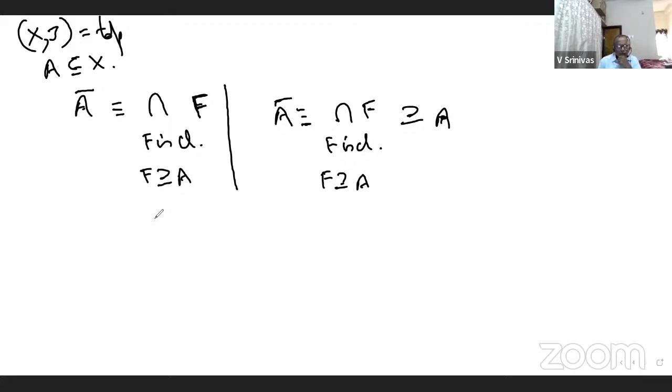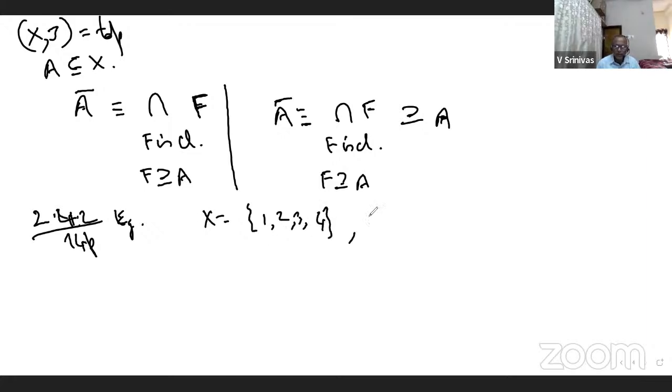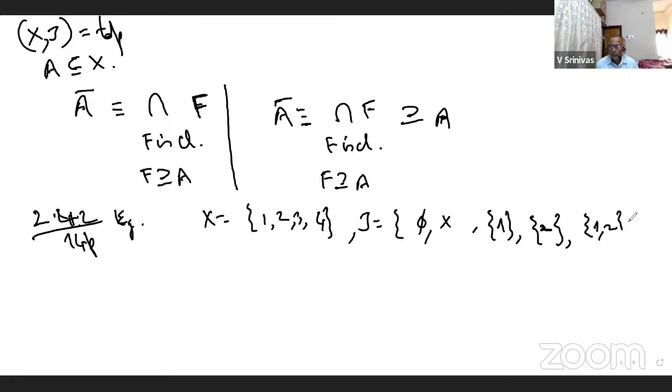Now we can characterize it. Before that, let me give you an example, and then we'll go to one theorem. I will take it from the book, example 2.4.2, page 14. Capital X is {1, 2, 3, 4}, and then tau is {phi, X, {1}, {2}, {1, 2}}. You can verify that this is a topology.